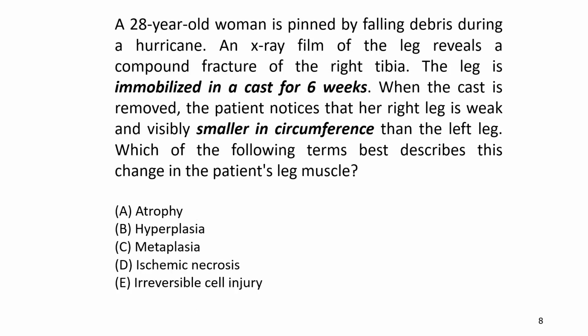Another one: a 28-year-old woman is pinned by falling debris during a hurricane. An X-ray film of the leg reveals a compound fracture of the right tibia. The leg is immobilized in a cast for 6 weeks. When the cast is removed, the patient notices that her right leg is weak and visibly smaller in circumference than the left leg. Which of the following terms best describes this change in the patient's leg muscle? Again, this is atrophy. So we have immobilized it, it wasn't used for a period of time, and that causes the atrophy.